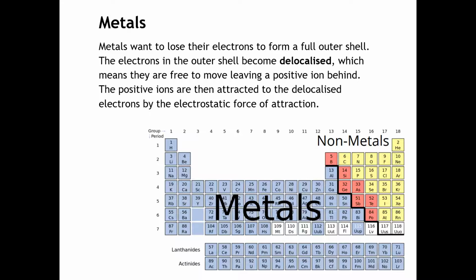We're going to come and look at a model of this, but fundamentally those metals want to lose their electrons in their outer shell, to form a full outer shell. So we call those the outer shell electrons. They want to be lost and then they can become delocalized.